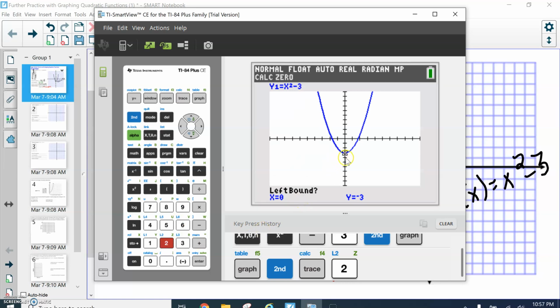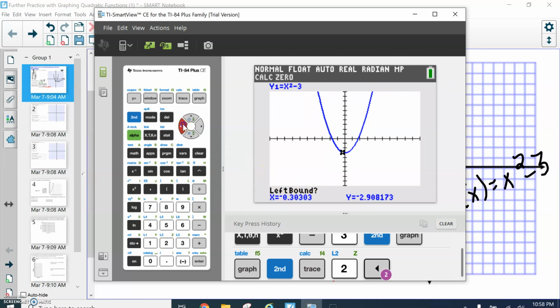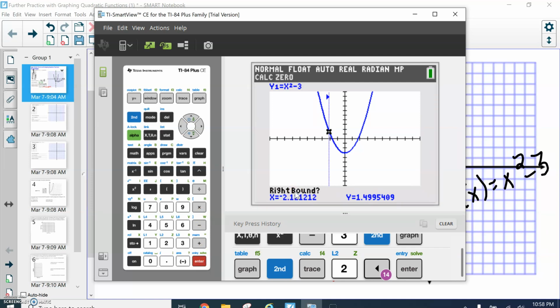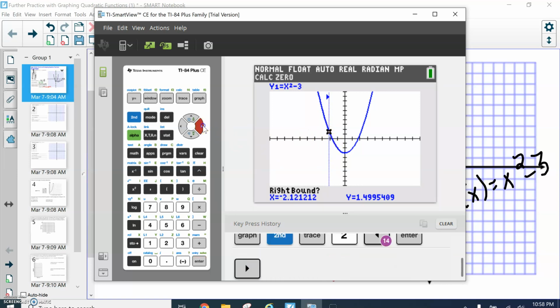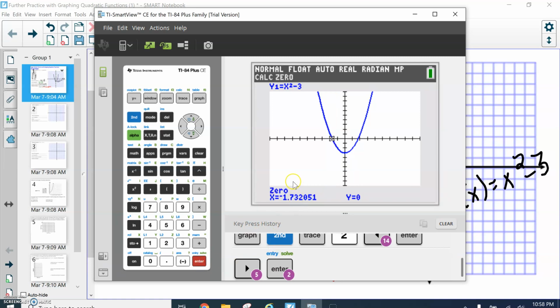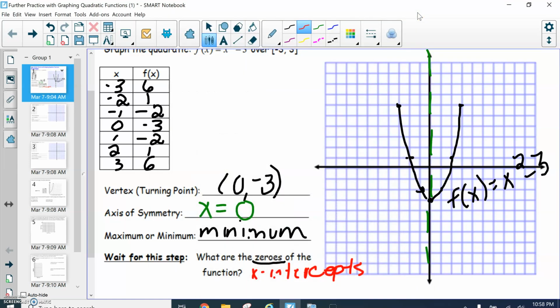Okay, so then you get a little blinker on your screen. So I'm going to find this x-intercept on the left-hand side first. So my calculator is asking for the left bound. So I want to move that blinker to the left of my x-intercept. Hit enter. Now the calculator is asking for the right bound. So I'm going to move that little blinker to the right of my x-intercept, so slightly below. Hit enter. And then the calculator says guess. So hit enter a third time, and it tells you that x-intercept is approximately negative 1.7.